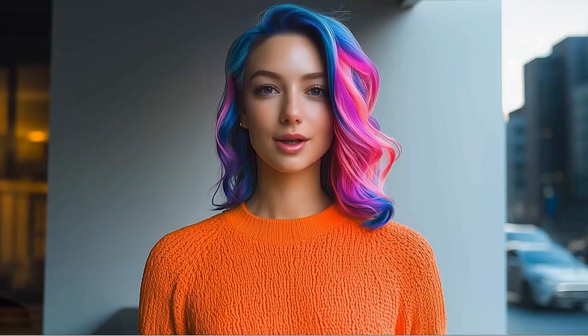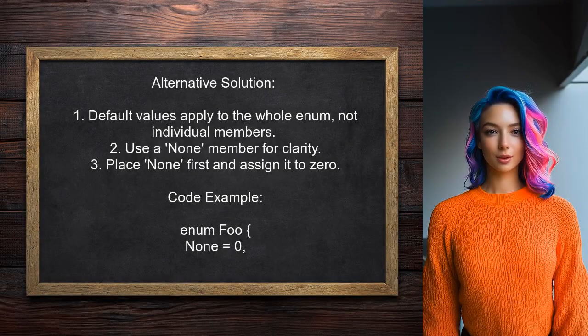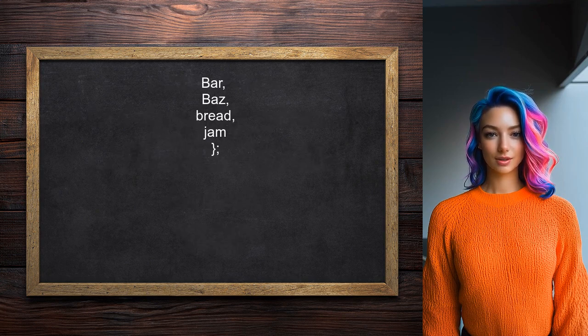Let's take a look at an answer from another user. This user explains that you cannot set default values for individual enum members in C#. The default value for an enum is 0, which corresponds to the first element. If multiple members share the same value, they override each other, leading to confusion. They suggest introducing a default member named none and assigning it to 0, placing it first in the enum.